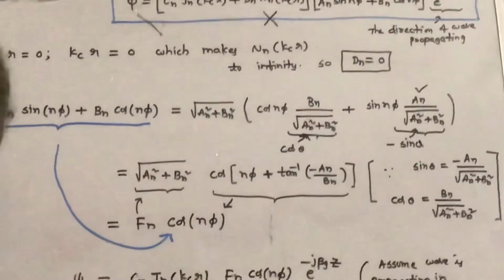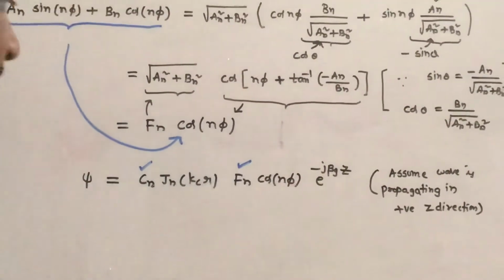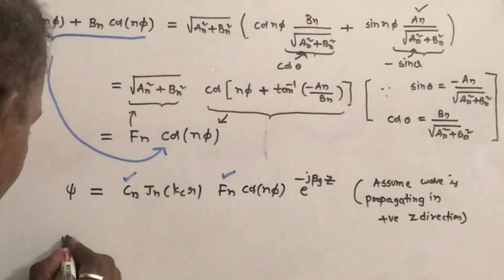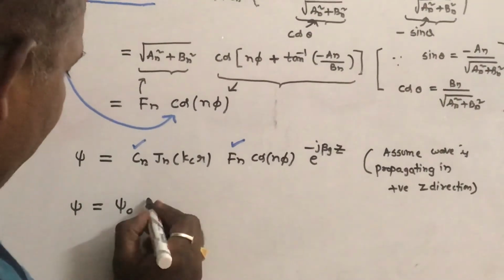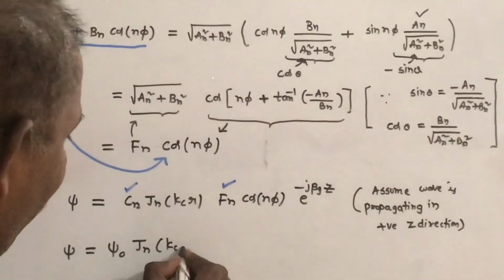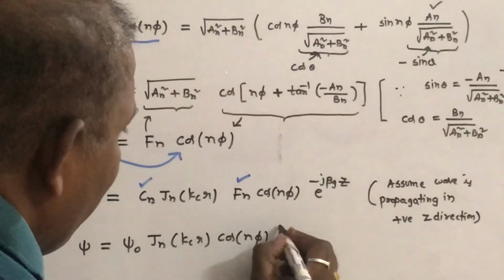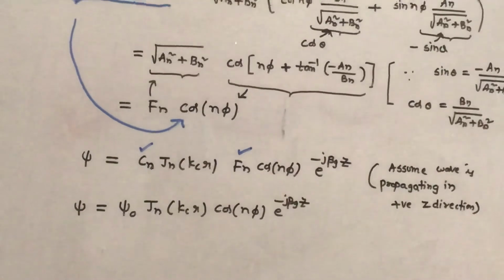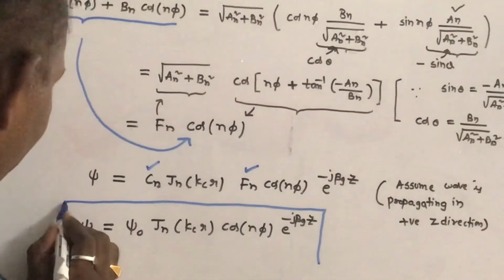The multiplication of these two, Cn and fn, is replaced by one more constant. That is written as psi is equal to psi naught, where the multiplication of Cn and fn is replaced by psi naught. So Jn of kc into r into cos of n phi into e power minus j beta suffix g into z. This is the generalized solution of Helmholtz equation, a very important equation.